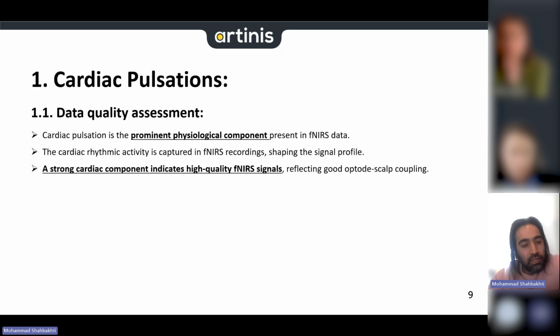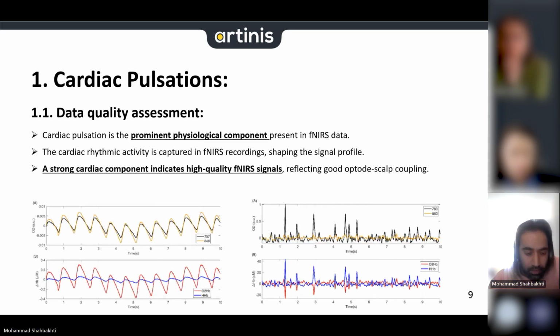Right, so based on that, we could say a strong cardiac component indicates good quality of fNIRS data, which reflects good optode-scalp coupling. So here you can see two graphs. On the left side, we have really good quality data, and on the right side, we have quite bad quality data. So as already explained, both for optical densities and for oxygenated and deoxygenated hemoglobin, we have a strong cardiac component. But on the right side, we have something which is quite random, I'd say.